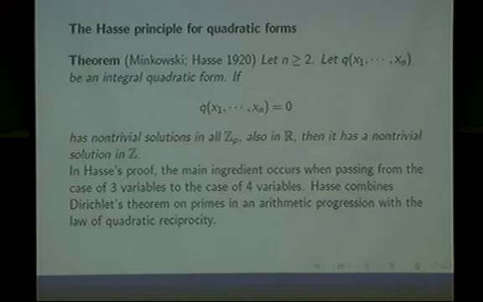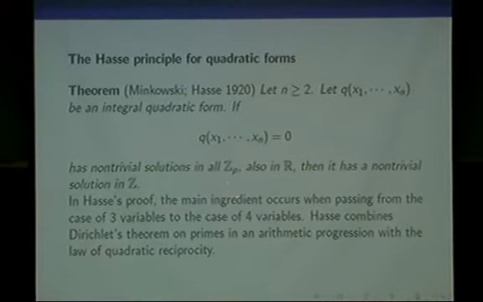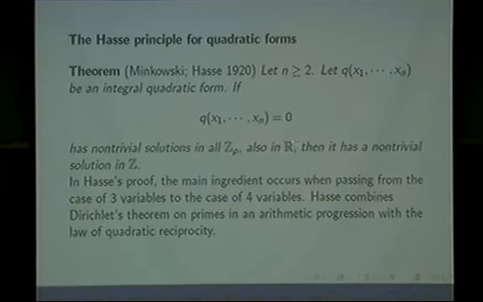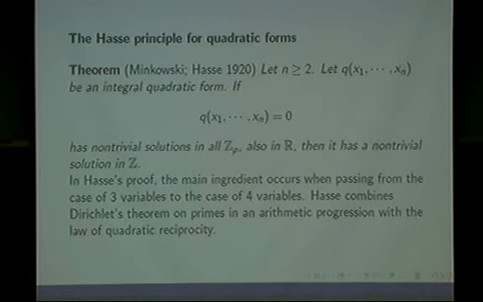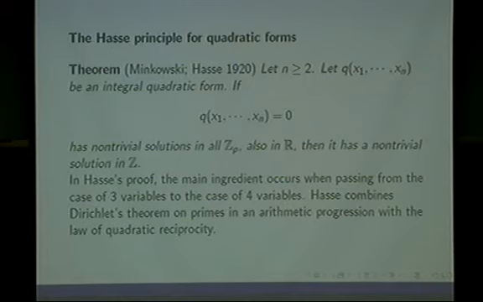If this equation q of x1, ..., xn equals 0 has a non-trivial solution in all Z_p and also in the reals, then it has a non-trivial solution in Z. Okay? So the theorem for 3 variables extends to the theorem for as many variables as you want. But here you really have to impose solutions at all places, at all completions.